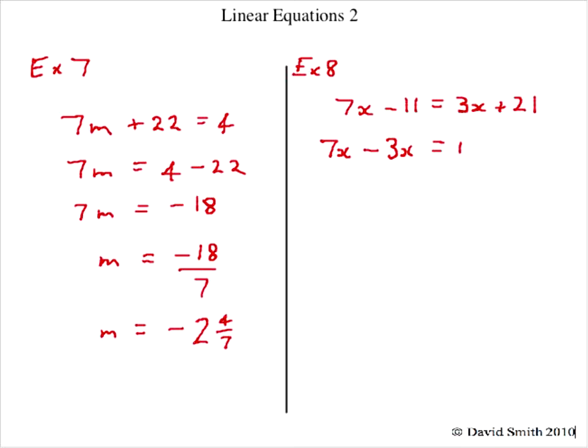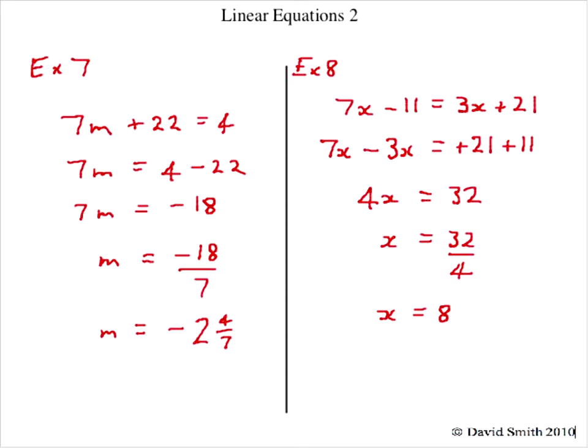Equals, plus 21 is already on the right-hand side. It doesn't move, so it doesn't change sign. But the minus 11, when it comes across, changes to plus 11. Now simplifying both sides, 7x minus 3x is 4x, equals plus 21 plus 11 is 32, or plus 32. So x is equal to 32 divided by 4, to give a final answer of x equals 8.